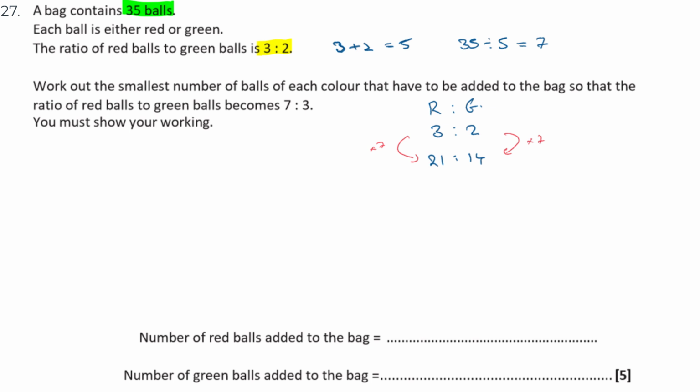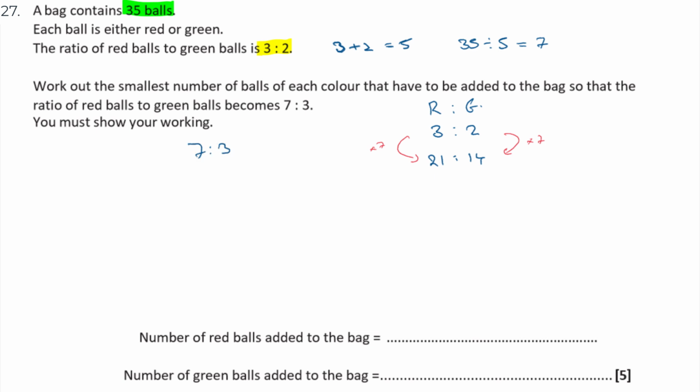Always worth double checking that those two numbers add up to your original number. They do. 21 plus 14 is 35, so I'm feeling confident I've done it right. Okay, so that's the number of balls that we're starting with. Now we need to work out the smallest number of balls of each colour that have to be added to the bag so that the ratio of red balls to green balls becomes 7:3.